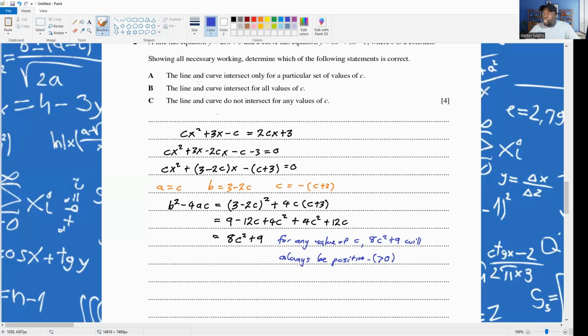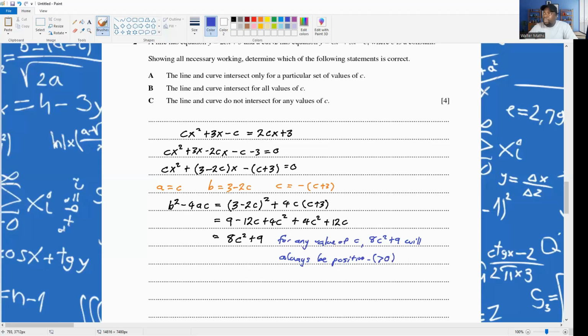So if you look at the options we have, the first option, A, says the line and curve intersect only for a particular set of values of c, which is not really true, because we've discovered that they intersect for any value of c. B says the line and the curve intersect for all values of c. So actually it is statement B which is correct.